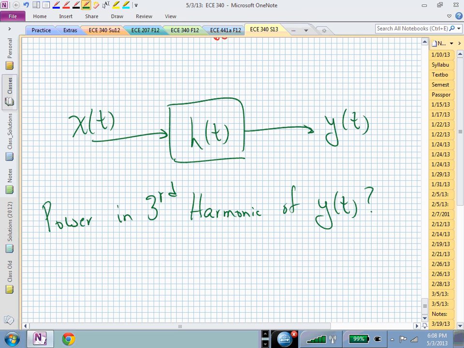Yes, you can shake my hand at the end of the exam, right? Because there was no fundamental.